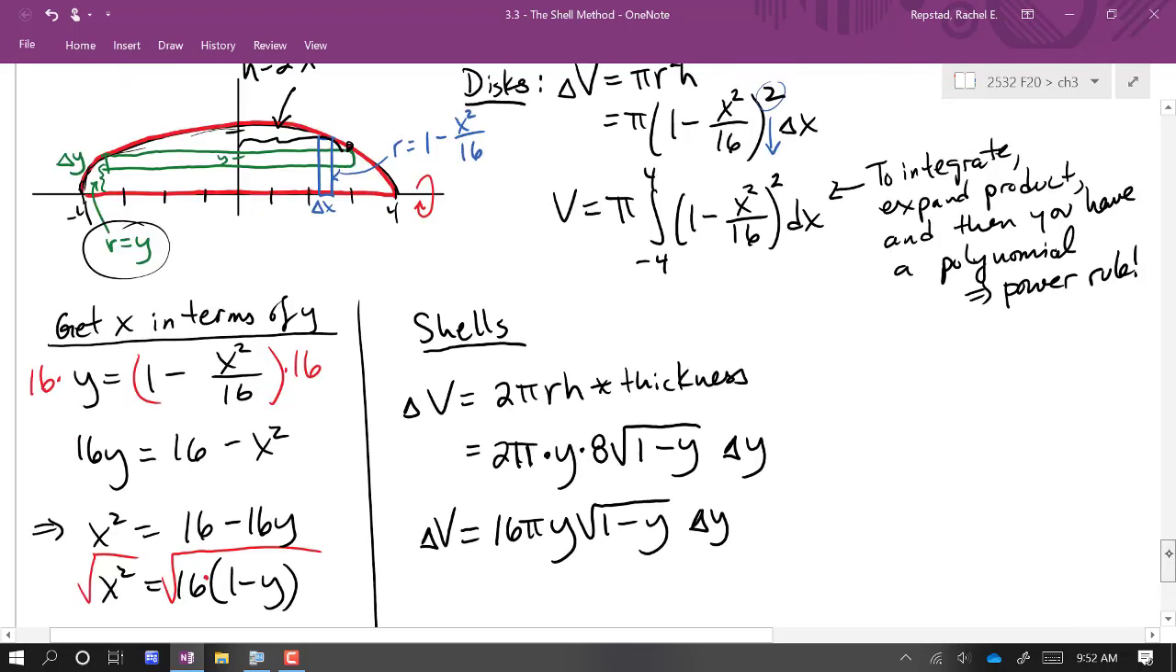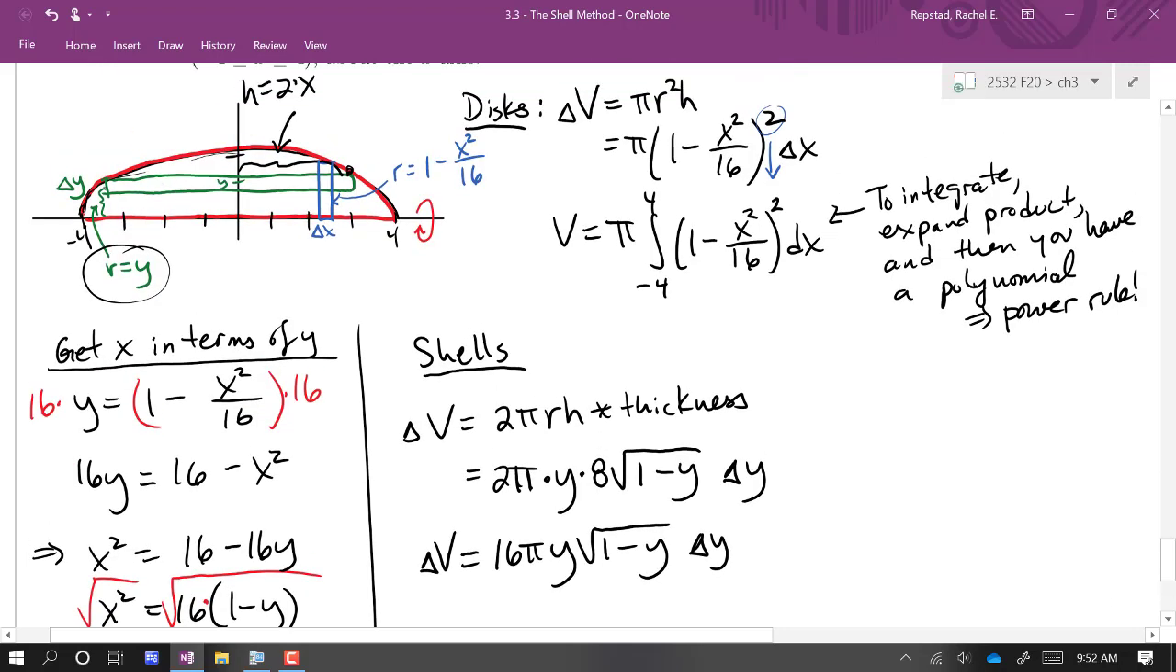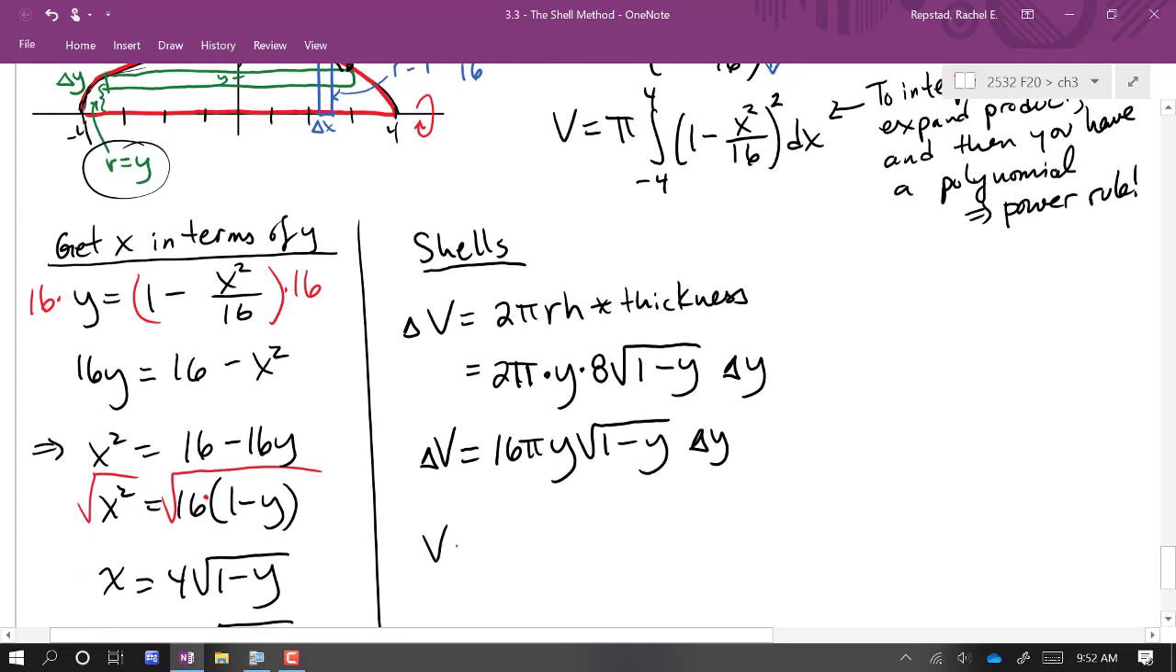The limits of this integral, they're going to be y limits. So I imagine sliding this green rectangle up and down through the region. The lowest value is y equals 0. The highest value is going to be y equals 1. So the volume is equal to 16 pi times the integral of y times the square root of 1 minus y dy from 0 to 1.